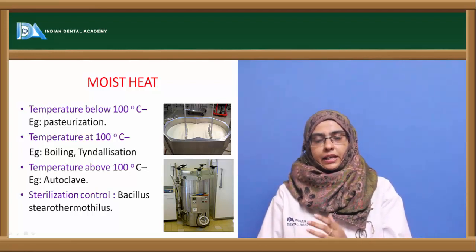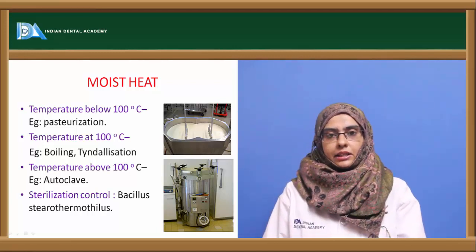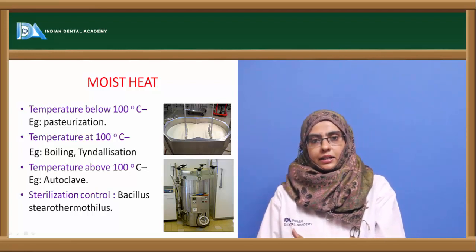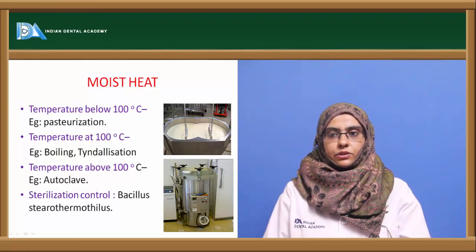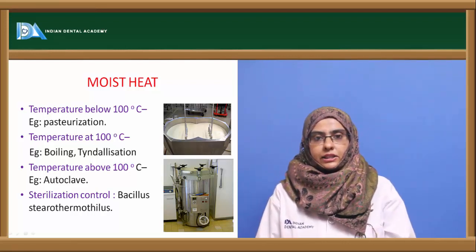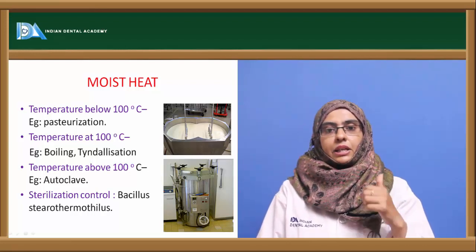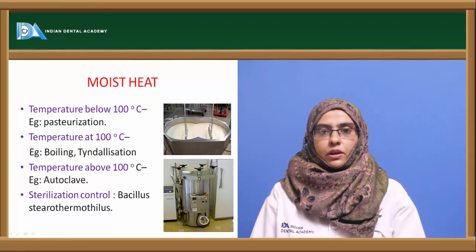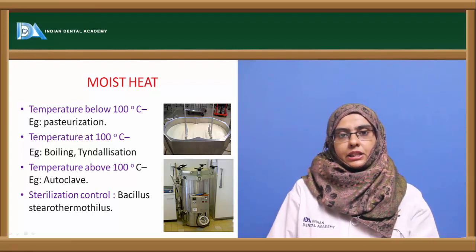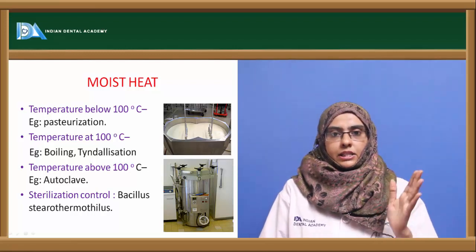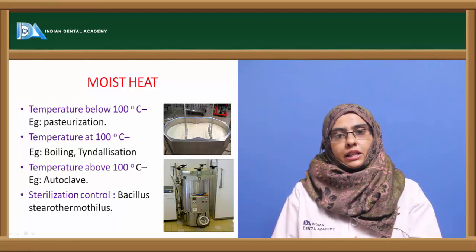So moist heat can be applied in 3 forms: temperature below 100 degrees centigrade, temperature at 100 degrees centigrade, and temperature above 100 degrees centigrade. In the case of temperature below 100 degrees centigrade, the process used is called pasteurization. Pasteurization is heating a substance such as milk to an extent that you eliminate the microorganisms, but you are not destroying the quality of the milk. Here you eliminate most of the organisms at 60 degrees centigrade for 20 minutes, or 72 degrees centigrade for only 15 seconds, and immediately cool it to around 13 degrees centigrade.